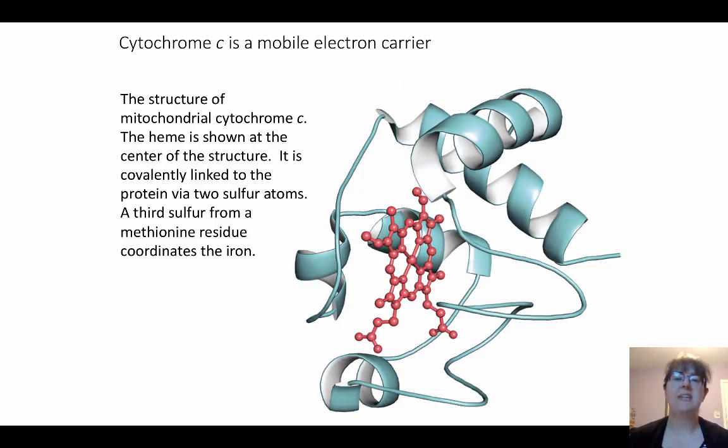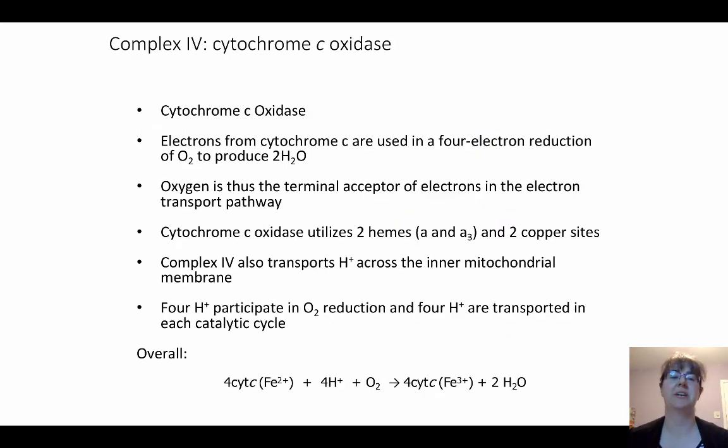So cytochrome C is a mobile electron carrier. It is soluble in water. It's going to go through the matrix and carry electrons from complex 3 to complex 4. There's a heme in the cytochrome C, which is covalently linked to the protein via 2 sulfur atoms. Now on to complex 4.